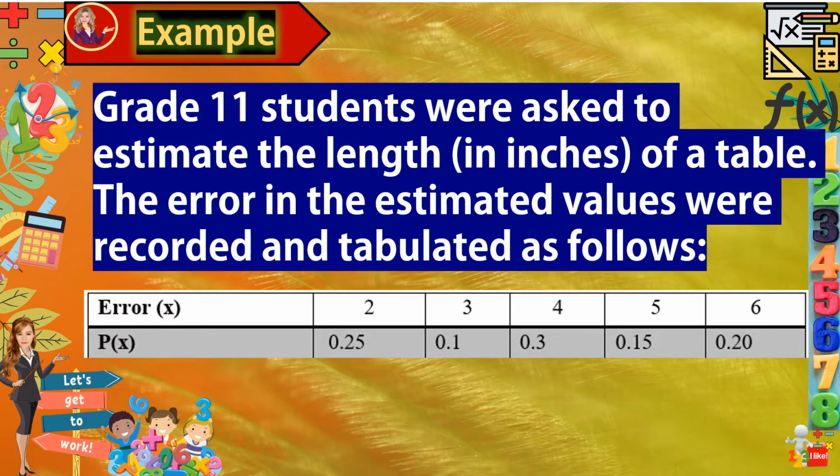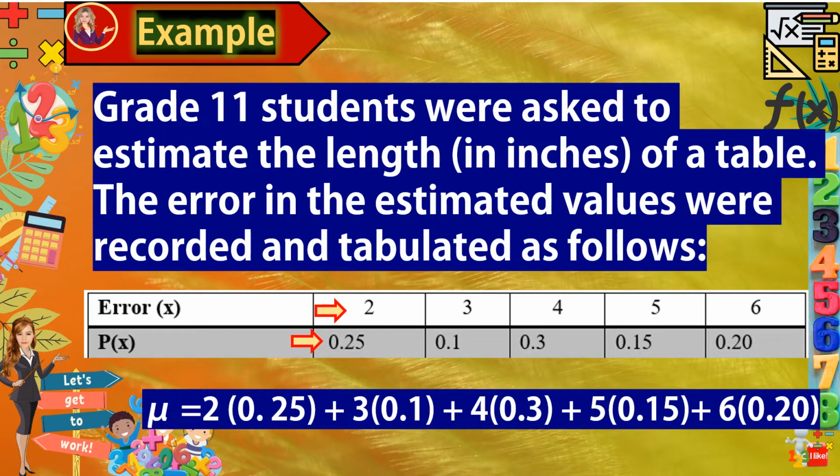As you can see, the first step is we need to multiply your x to the p of x. Then, this is the arrangement. Your mu is equal to 2 multiplied to 0.25, then 3 multiplied to 0.1, and 4 multiplied to 0.3, then we have 5 multiplied to 0.15. Then the last one, 6 multiplied to 0.20.